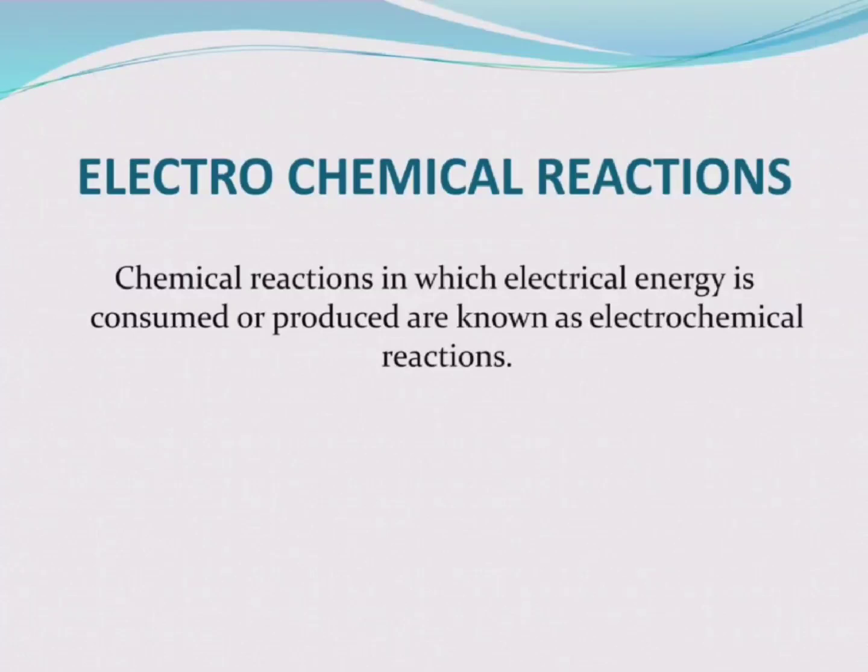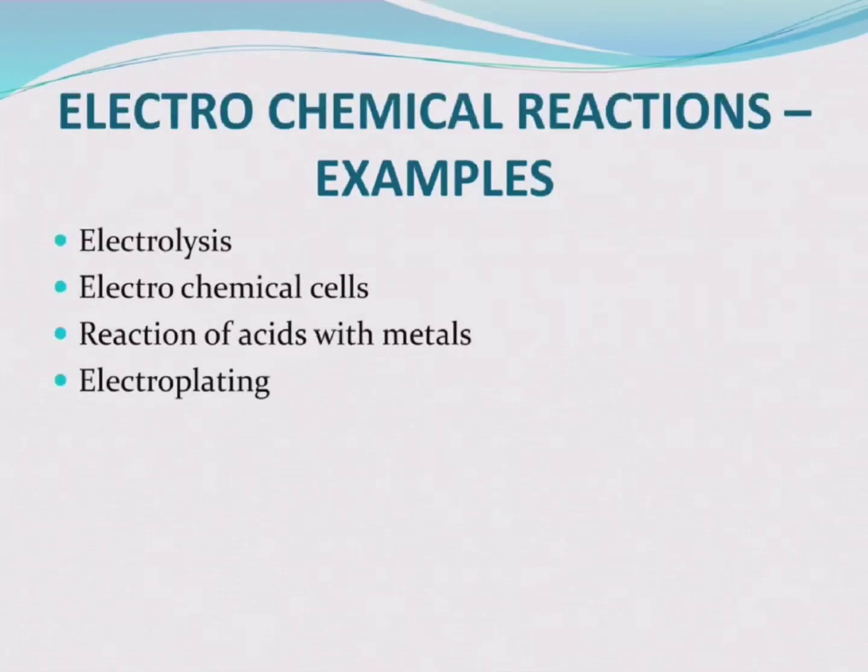The next type of chemical reaction is the electrochemical reactions. Chemical reactions in which electrical energy is consumed or produced are known as electrochemical reactions. Let's look at the examples for electrochemical reactions. Here we are discussing 4 examples for electrochemical reactions. They are electrolysis, electrochemical cells, reaction of acids with metals, and electroplating.